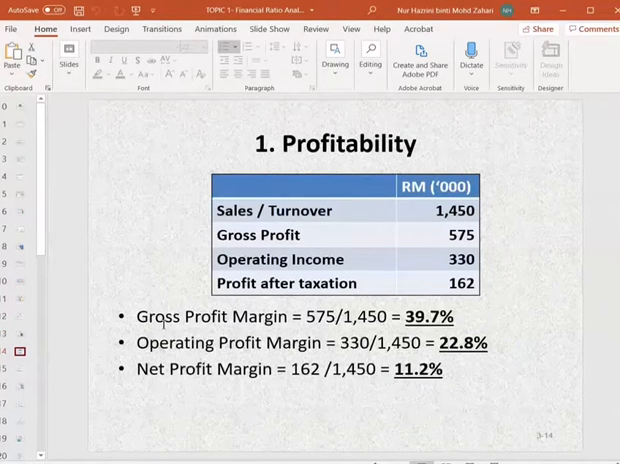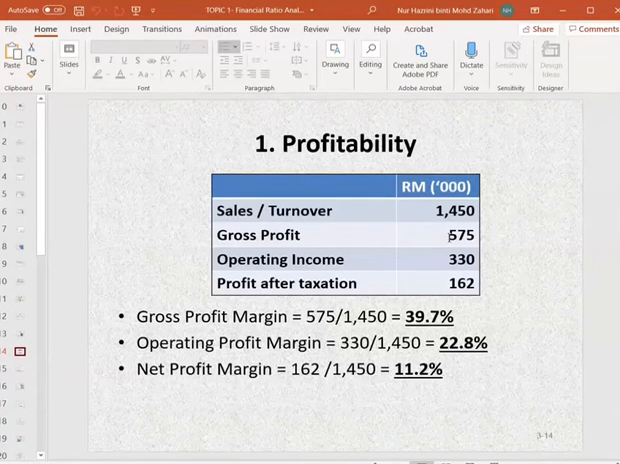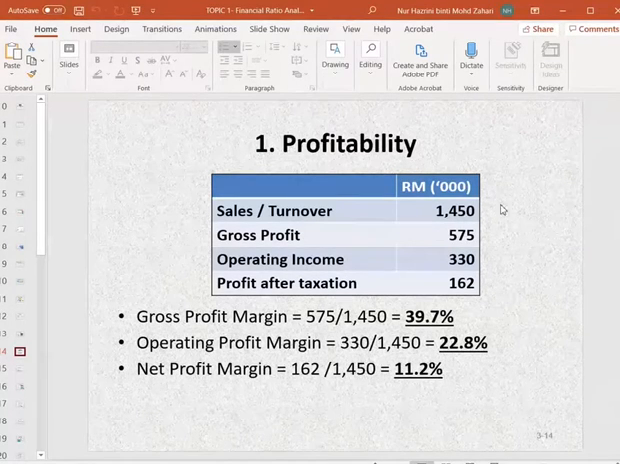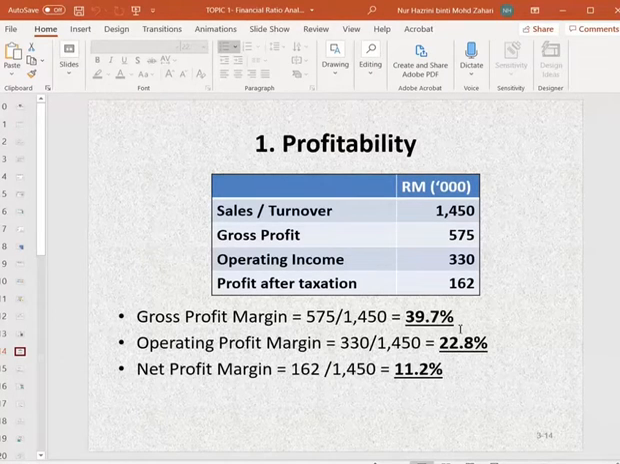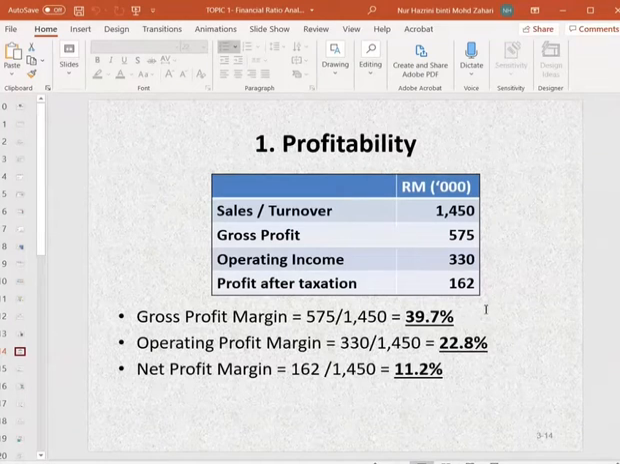So we will look at the example. For the gross profit margin, we need the gross profit. Here we have gross profit 575 divided by sales 1450, and you get 39.7%. Remember, the gross profit margin is presented in percentage. Don't ask me why it is in percentage. This is the format, so you have to present it in percentage.